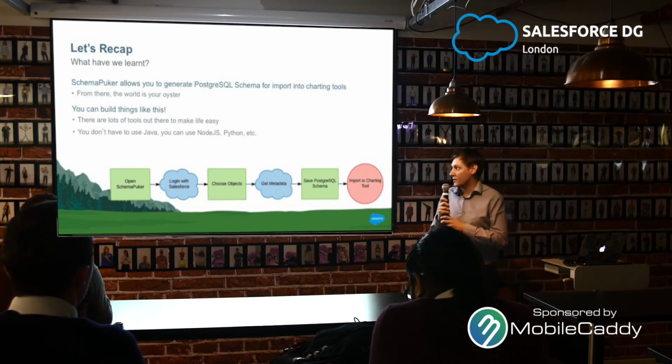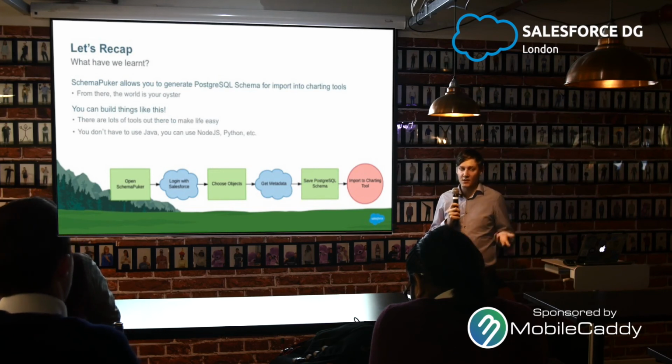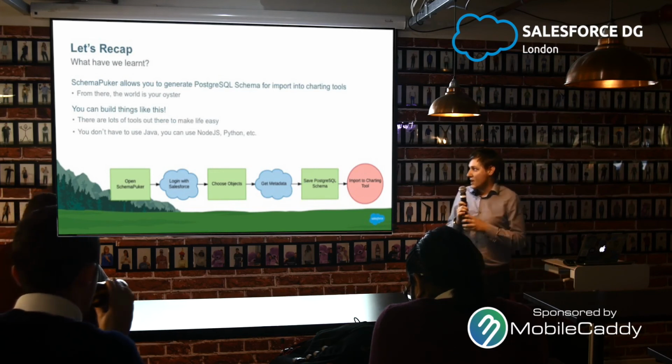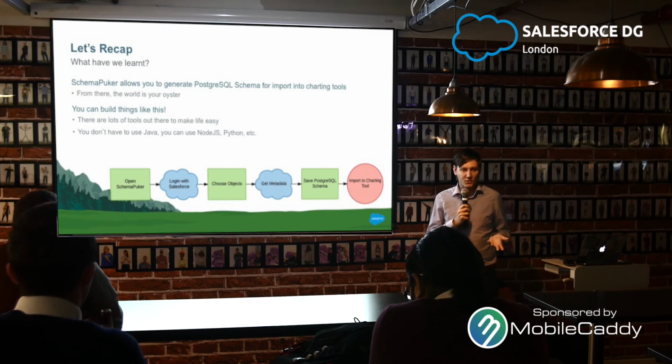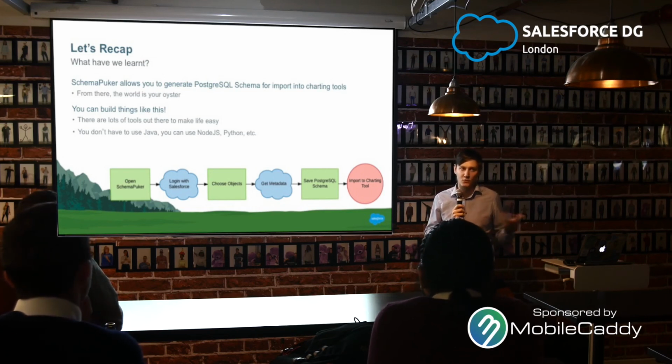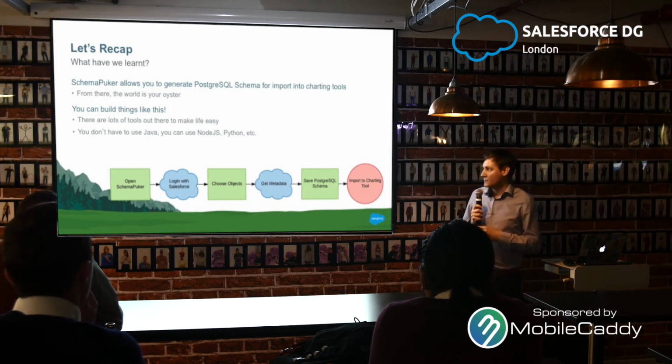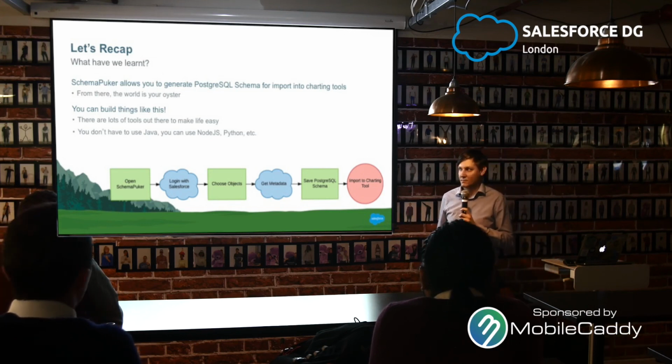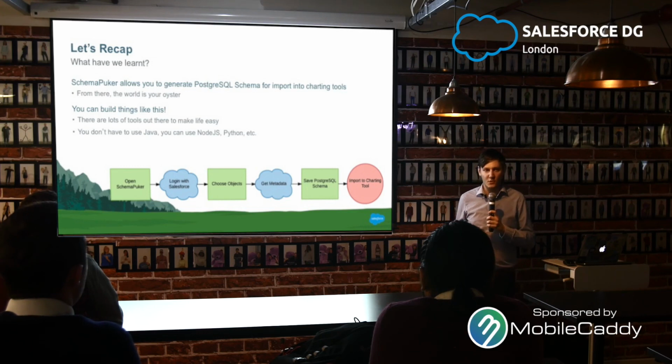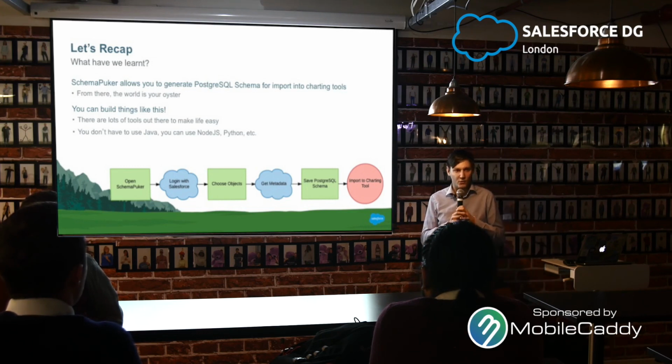So what have we learned? It allows you to generate Postgres SQL schema for import into charting tools. And from there, you can do anything with those. You can extend them, you can put them into documents. Anything that your charting tool of choice can do, you can do with these outputs. And you can build things like this. This wasn't super difficult to build. If you want to have a go, it's easy to make things that could potentially be useful to yourself and others. You don't need to code in Java. You can code in Node or Python or Ruby. Heroku supports quite a few different languages.